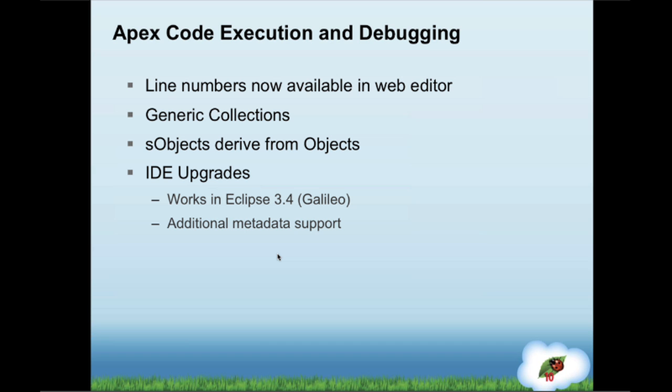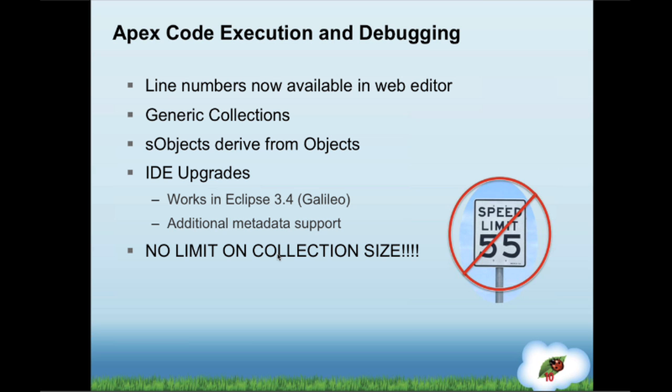IDE upgrades. One very important upgrade that is exciting for me is the fact that we now support Eclipse 3.4 Galileo. I know a lot of questions on the boards came about when Galileo was introduced, and we tend to trend behind that just a little bit, but we're supporting it now. And as with every release, there's additional metadata support in the IDE, which increases the number of things that we can manage through the IDE.